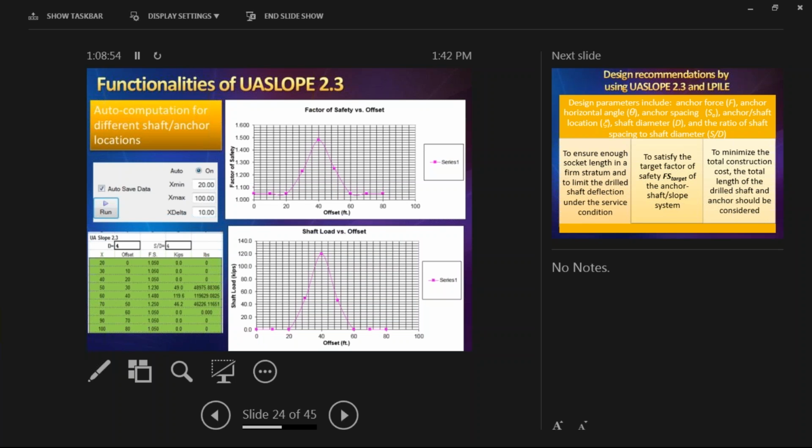So you can see the output is geared towards the engineer making judgment in terms of optimizing the dimension of the drill shaft, the location of the drill shaft, and eventually you can also look at the structural design. I guess eventually the ultimate decision would be economy, with all the feasible design combinations, and which one will be lowest in construction cost.